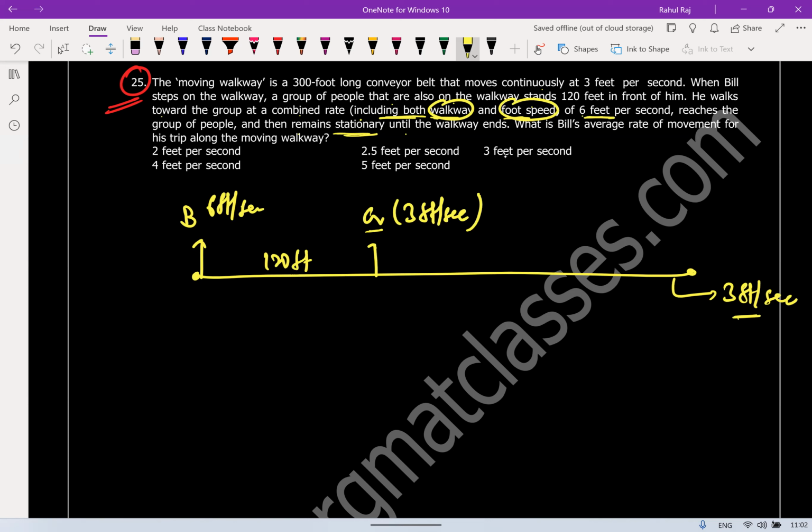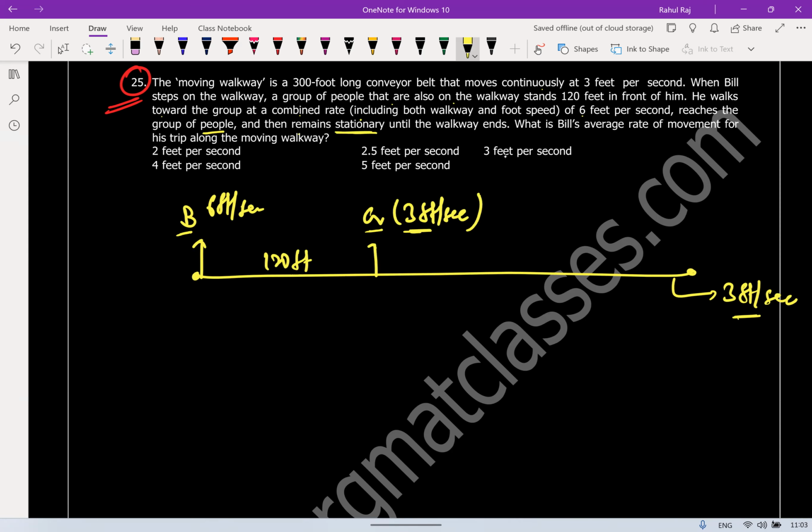So the group of people who are standing over here, there is no foot speed at all. It's only walkway speed, that is 3 feet per second. So the group of people is moving at 3 feet per second, and Bill is moving at 6 feet per second. So it says that he walks towards a group of people at 6 feet per second, reaches the group of people and then remains stationary.